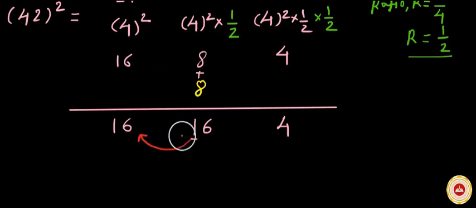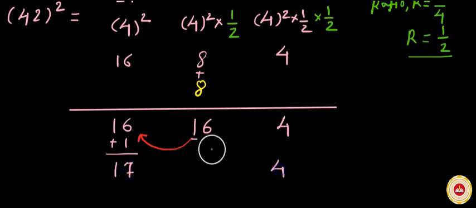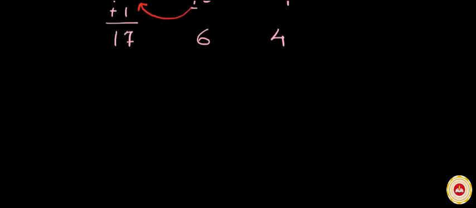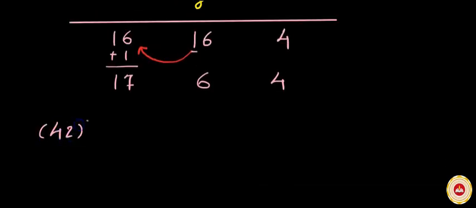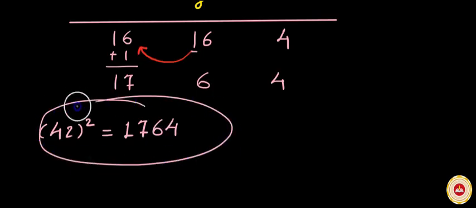Passing means adding. So let us add this 1 to this 16, which is in left part. So 16 plus 1 is 17. So write 4 as it is, 6 as it is. No need to write 1 because we have already passed it. This is our answer. So let us write answer properly. 42 squared equal to 17, write 6 and this 4. So our answer is 42 squared equal to 1764. So this is our answer.